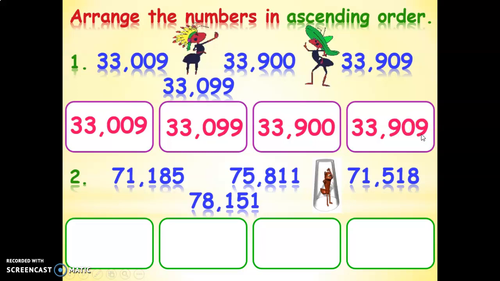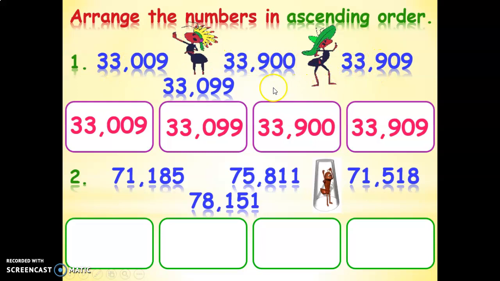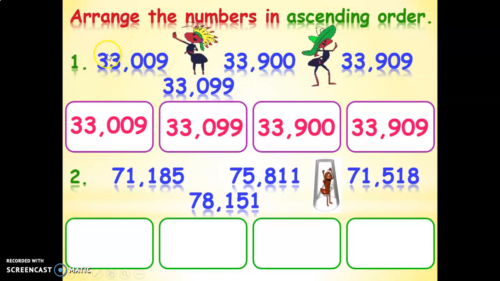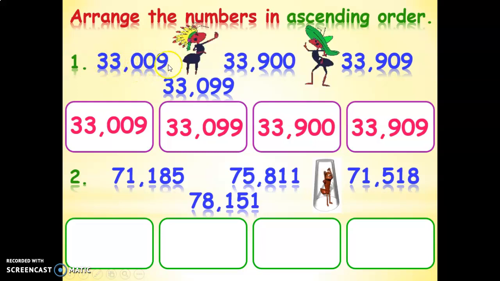Try to remember all of them. So compare the number of digits. If the number of digits are all the same, because all of these numbers have 5 digits, then start with 10,000s place, go to thousands, hundreds, tens, and ones, and compare each of these digits.